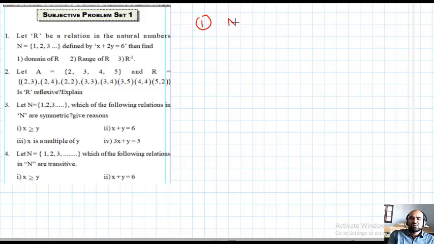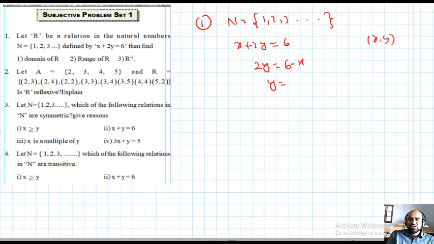Here N equals natural numbers 1, 2, 3 and so on. A relation is given by x plus 2y equal to 6. Such ordered pairs x comma y you want to take, which satisfy this, and these two should be natural numbers. Do one thing, make y the subject. 2y equal to 6 minus x, y equal to (6 minus x) by 2. Take x values, you get corresponding y values.